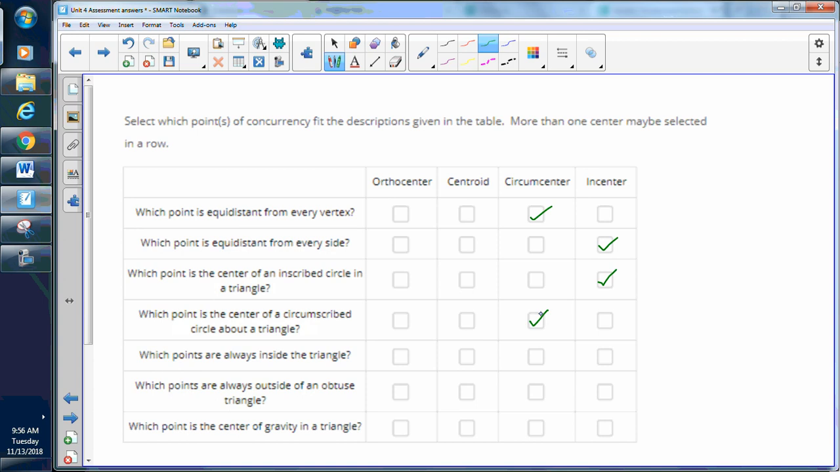Which points are always on the inside? Well, the centroid's always on the inside, and so is the incenter. Which points are always on the outside of an obtuse triangle? Well, it'd have to be the other two, because if these two are always inside, they're never going to be outside. And since we're looking for points, we must choose more than one. So that leaves orthocenter and circumcenter. Center of gravity is the centroid. Memorize these characteristics. This will show up again.